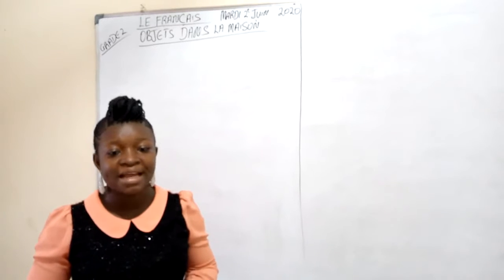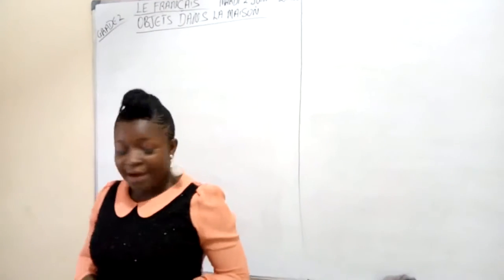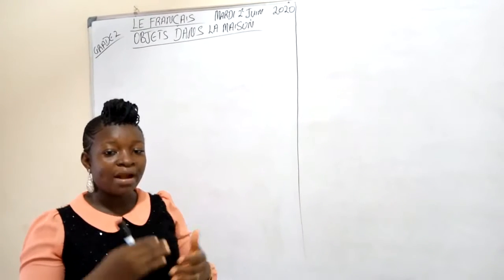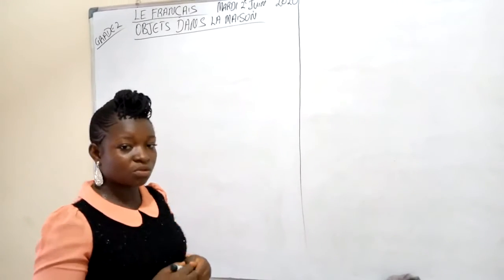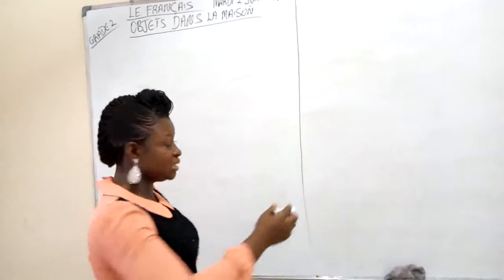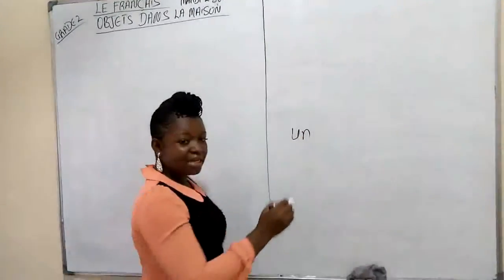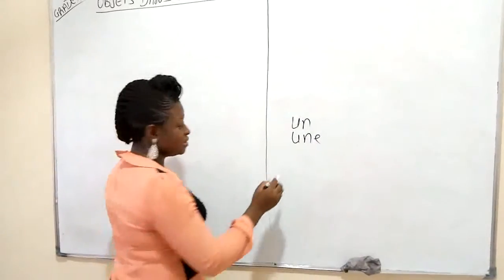objects that we can find in the house. I hope you are listening. Okay. Alright. So we are going to be looking at them one after the other. I'm going to give you something that you are going to expect. You already know that this is "une." And then the new one is this.